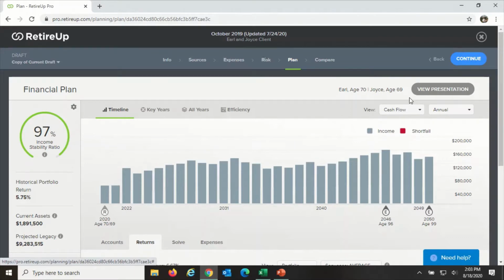But this software isn't just meant for our clients that are retired. It also can be used for our clients who are in their 30s, 40s, and 50s, accumulating assets and wanting to see what their future retirement might look like.